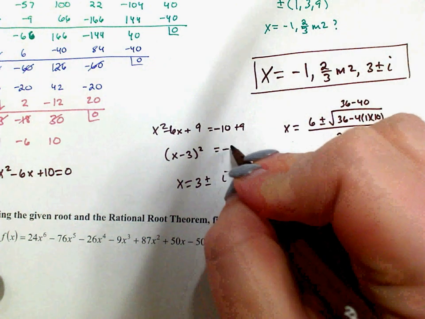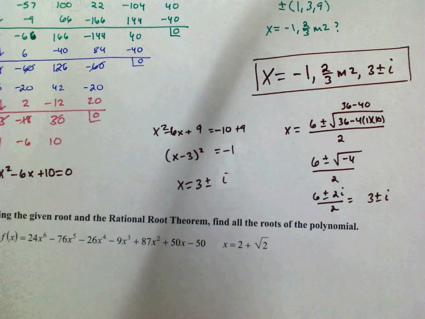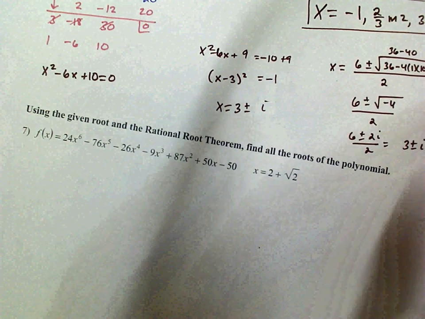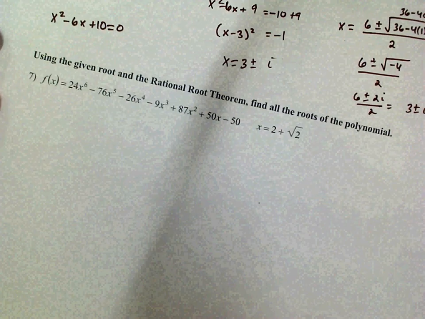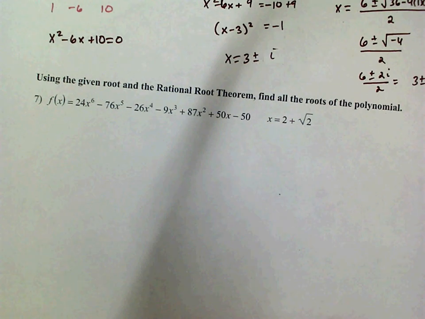Okay, so number 7. It says, using the given root and the rational root theorem, find all the roots of the polynomial. Now, I'm going to go ahead and work it out from the very get-go. That's going to be a lot of multiplication. That's going to be fun. But my other option is to graph what I have, graph the function given.